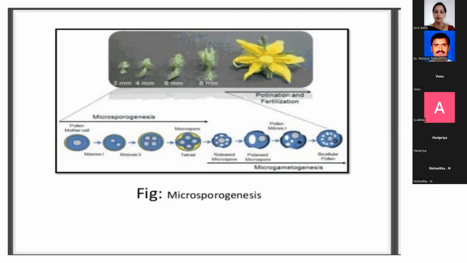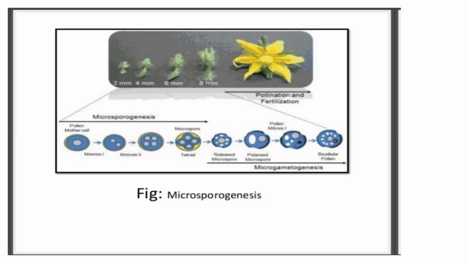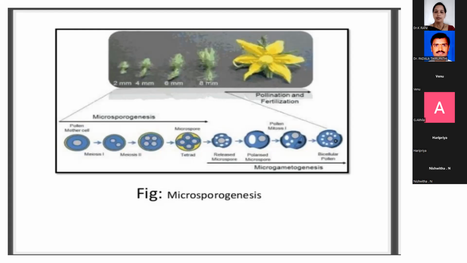The best example of the T-shaped type is Aristolochia. And in the linear type, the 4 microspores are arranged one above the other in a single row. That is the linear type.